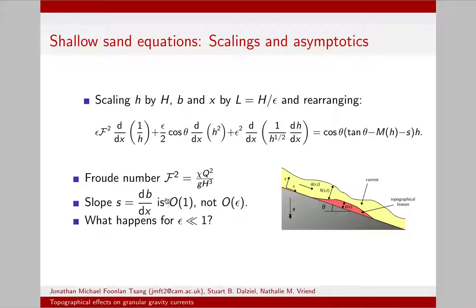We want to note in particular that dB by dx is order 1 and not order epsilon, because both b and x are order h over epsilon. So these sort of cancel out.